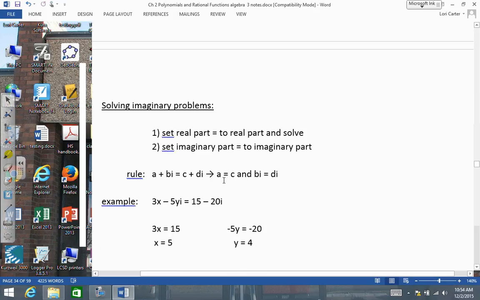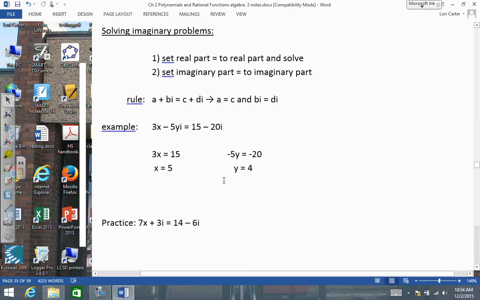All right, when you're doing imaginary problems, what you're doing is you're setting the real part to the real part, and you're solving for x, and the imaginary part to the imaginary part and solving for y. On your practice problem, I forgot to type the y in. So where it says 3i, that's supposed to be 3yi, so put a y in there.